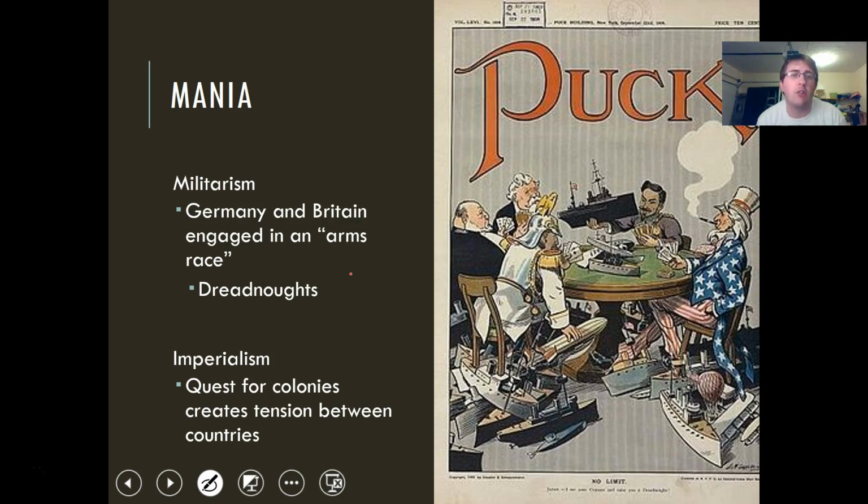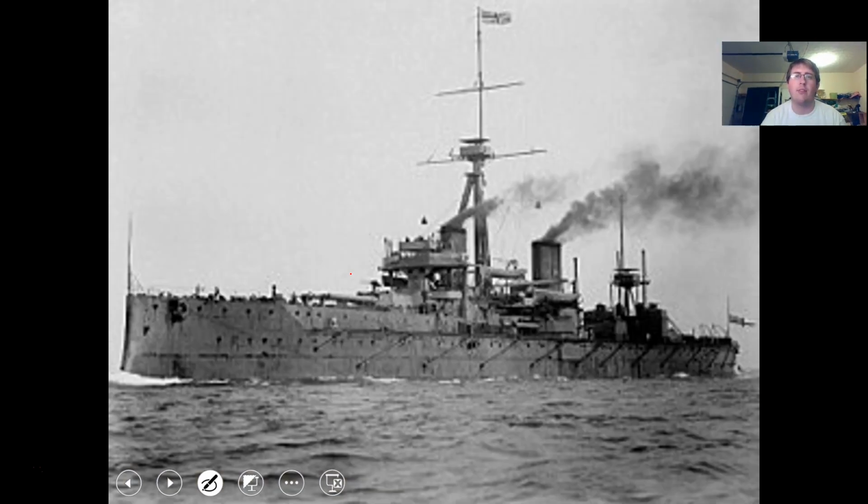Imperialism, the quest for colonies, creates tension between countries. That's an easy enough concept. Country A wants a place, country B wants a place, and they might fight over it. The one area that is fought over immediately before World War I is Morocco. Morocco is a place in northwest Africa that is battled over between France and Germany in particular, and Britain is also in there.